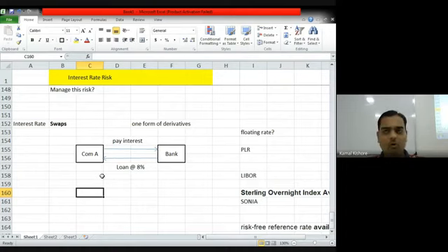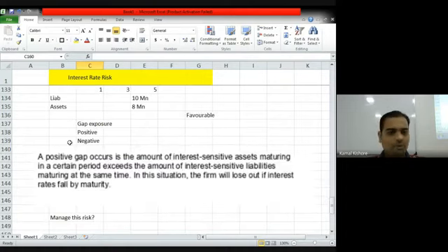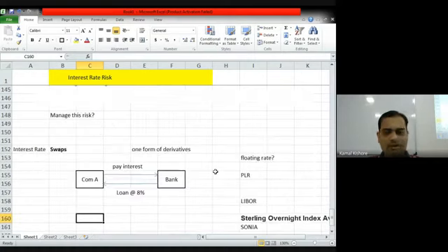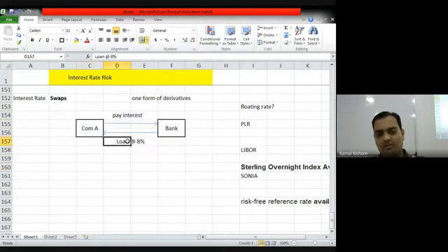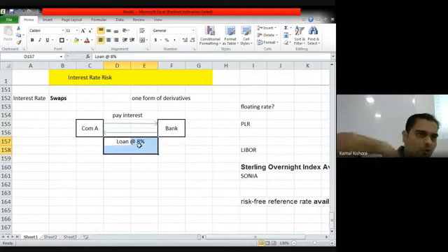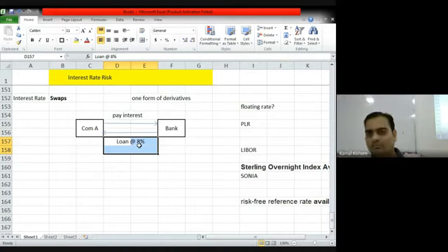I'm having a loan. I'm having a net gap, positive gap or negative gap? Negative gap. Why? Because I'm having a loan. So if interest rates are going to come down, I'll benefit. However, my loan is what? Fixed rate. That means even if the interest rates are going to come down, I have to pay the same rate. Even though the market interest rates fall, I've agreed with the bank that I'll pay at 8%.